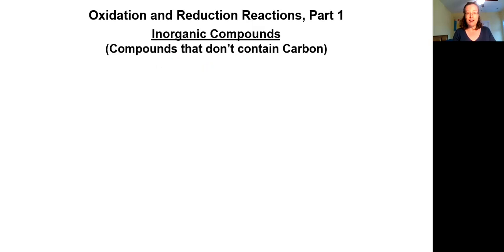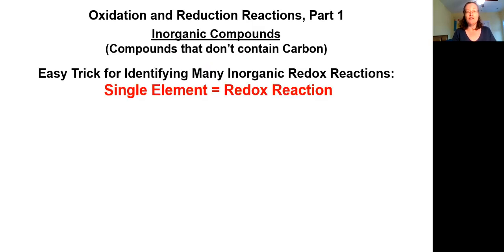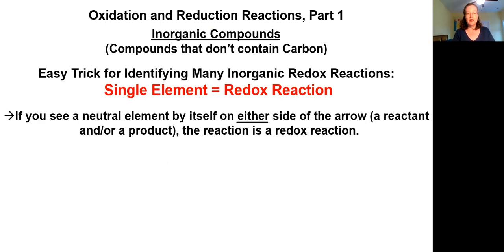Continuing with the inorganic compounds, an easy trick for identifying many inorganic redox reactions, if you're given a chemical equation, check and see if there's a single element in it. If so, it's a redox reaction. If you see a neutral element by itself on either side of the arrow, it could be a reactant, it could be a product, or you might see a single element by itself on the left and another one on the right. However it goes, a single element is a redox reaction.